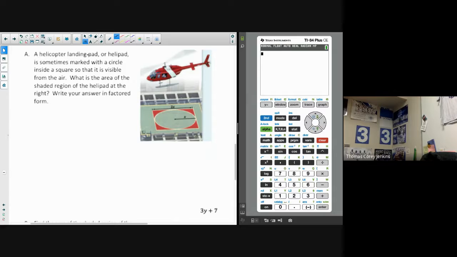A helicopter landing pad, or helipad, is sometimes marked with a circle inside a square so that it is visible from the air. What is the area of the shaded region of the helipad to the right? Write your answer in factored form. So just to be clear, what's the shaded area? That would be just these red corners.